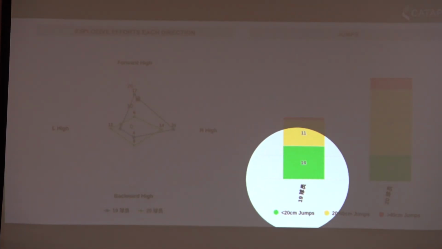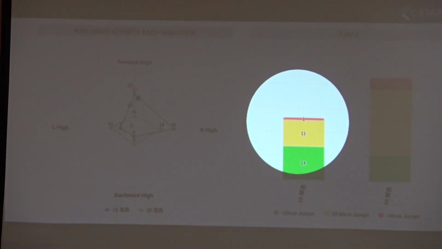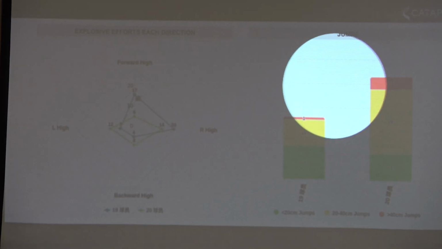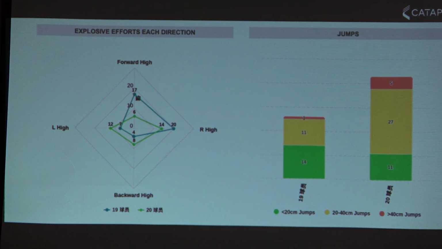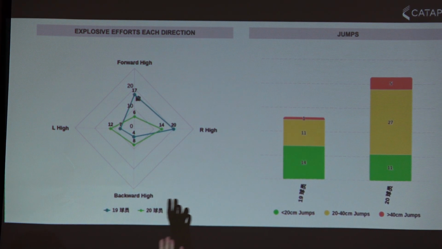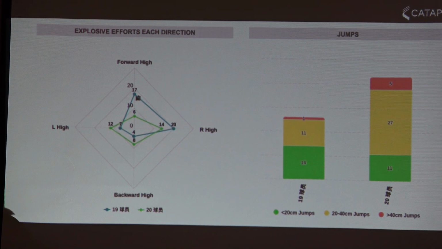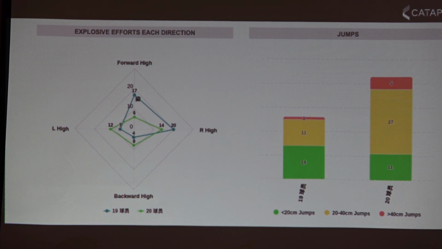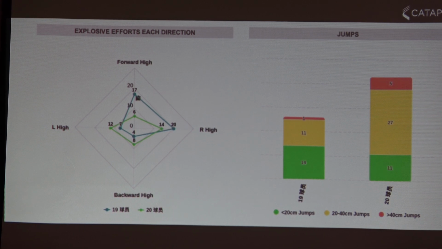And on the right finally you have the number of jumps. So green is low jumps, yellow is medium jumps, and red is high jumps. So you can really control goalkeeper's training load by looking at goalkeeper specific metrics.